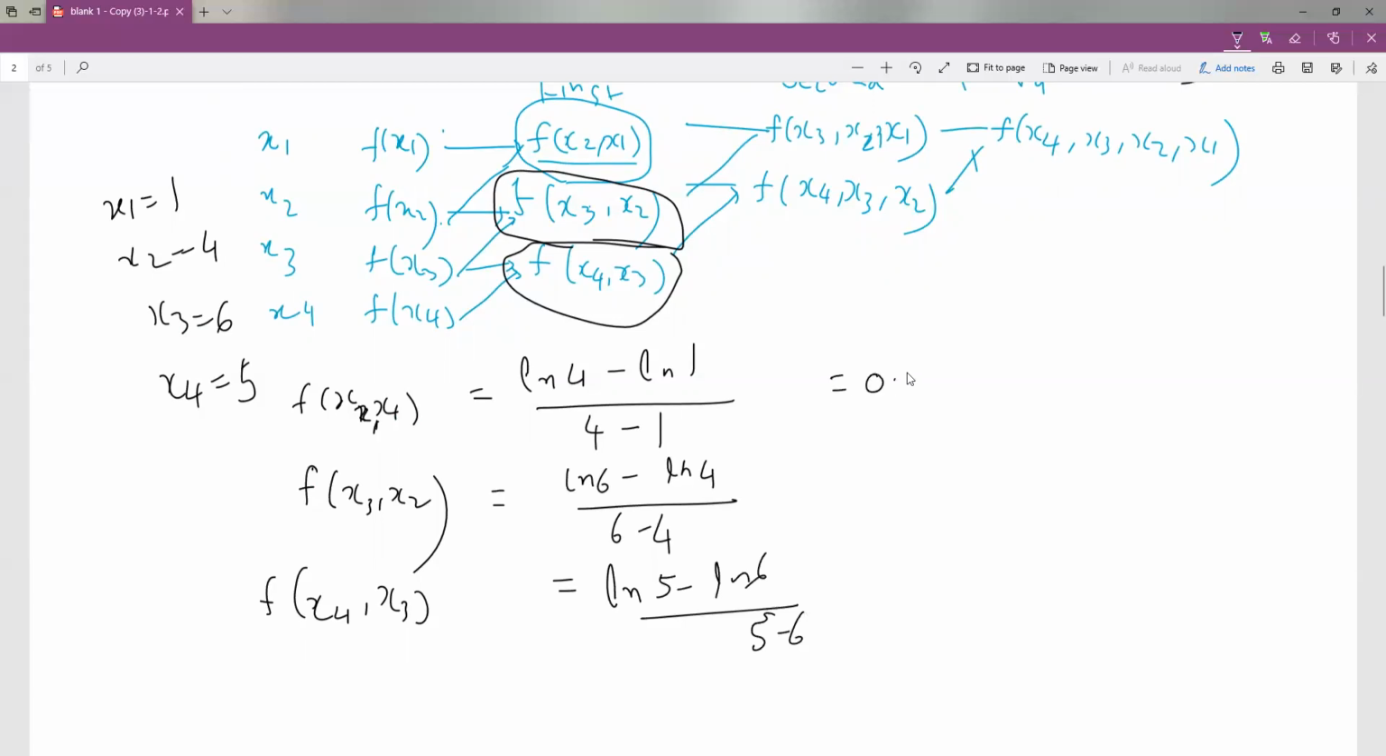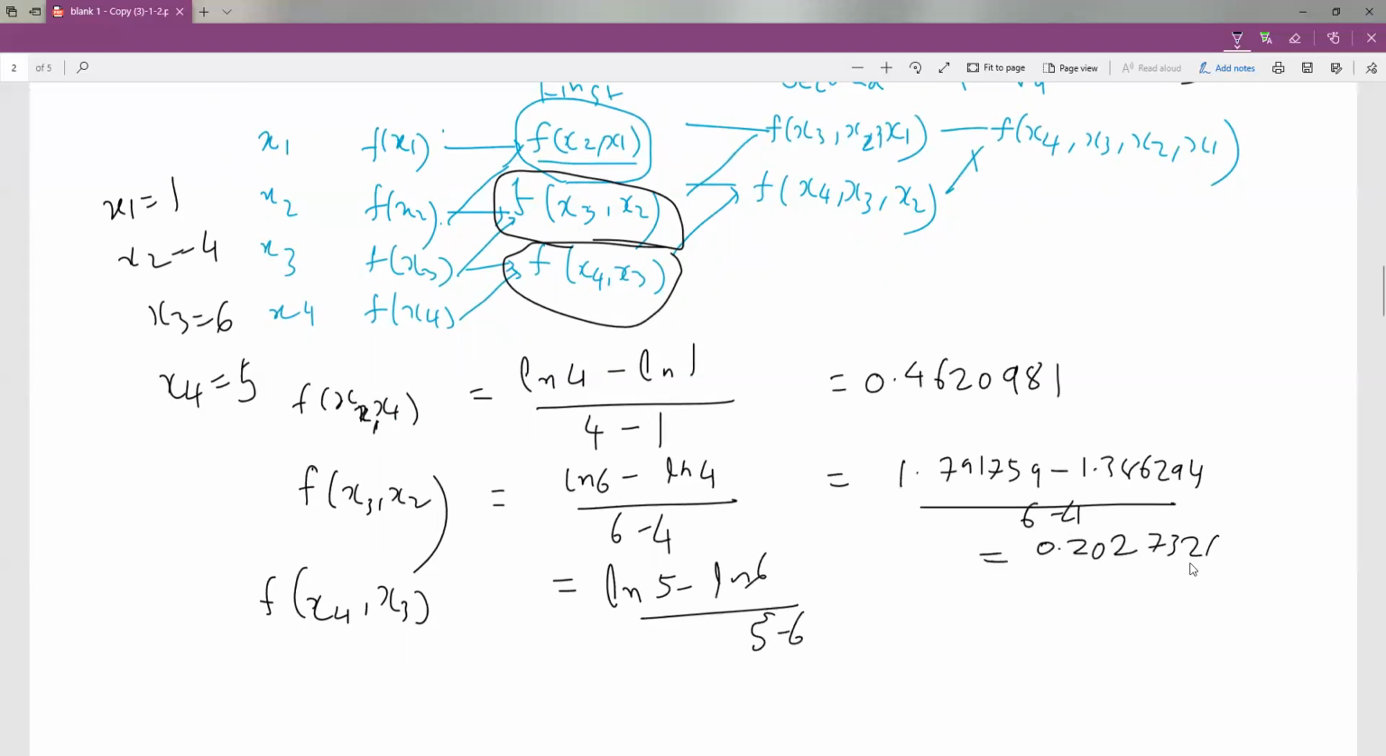So this will give you 0.4620981. Then 1.791759 minus 1.386294 divided by 6 minus 4 gives you 0.2027326. And the last one I am writing the direct answer, 0.1823216.